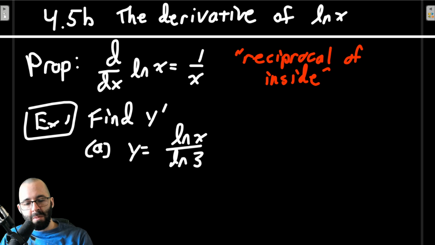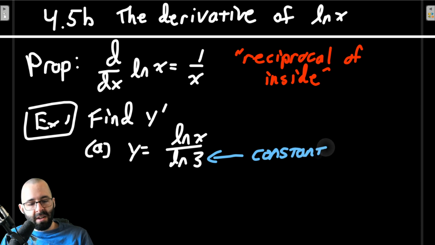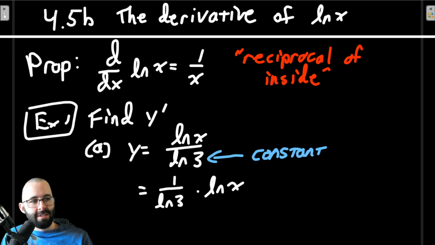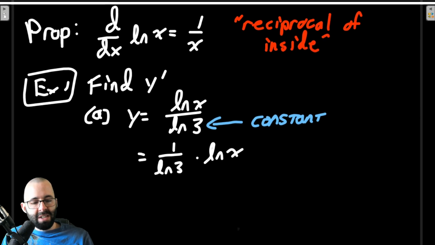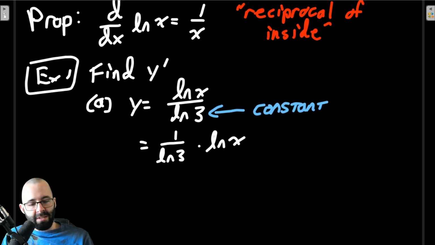Because notice that this thing on the bottom is a constant. It's an ugly number. The natural log of 3 is an ugly number, but it is a number. So I'm actually going to rewrite this function as 1 divided by the natural log of 3 times the natural log of x. A constant times a function. A constant times a function is a lot easier to take the derivative of because constants factor out in front.